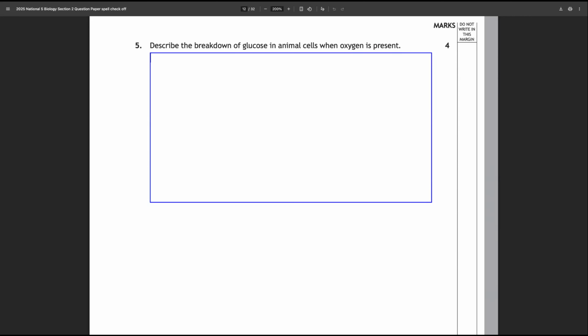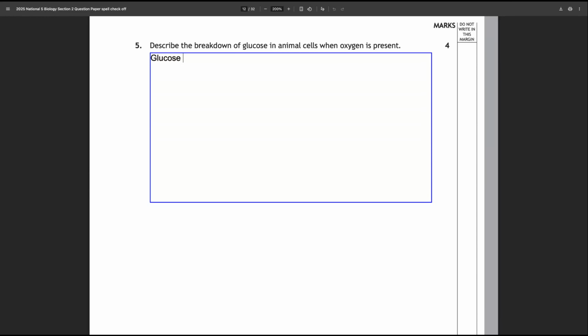Okay, so question 5 is one of those questions where if you have done the hard work of memorizing your notes and your content and you feel confident going into the exam, this is the kind of question that should excite you because you're basically given an open book to write down everything that you've learned about that particular topic. So this one says, describe the breakdown of glucose in animal cells when oxygen is present. So the hint you're looking for there is basically oxygen is present, animal cells. So we're thinking aerobic respiration. Okay, so you're going to write down everything you know about aerobic respiration.